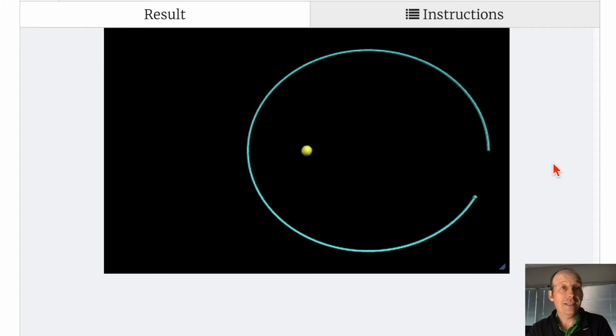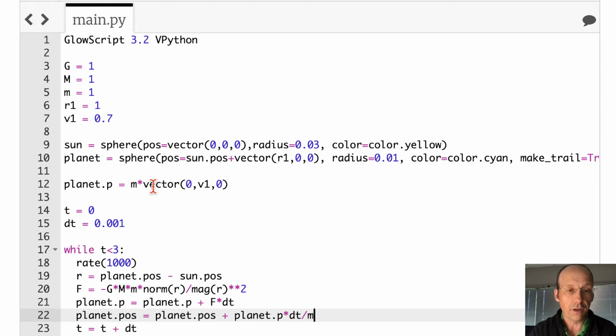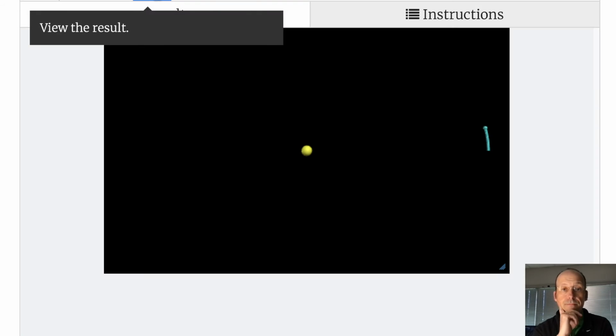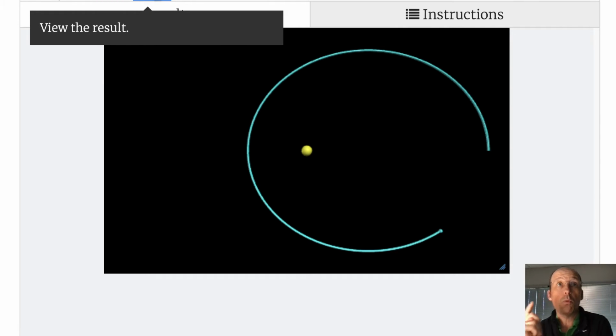Okay. So it didn't finish. We didn't go long enough. Let's just change this to 5 and run it. So it looks elliptical, but we definitely want to see if it is fully elliptical. So I need to make some measurements.